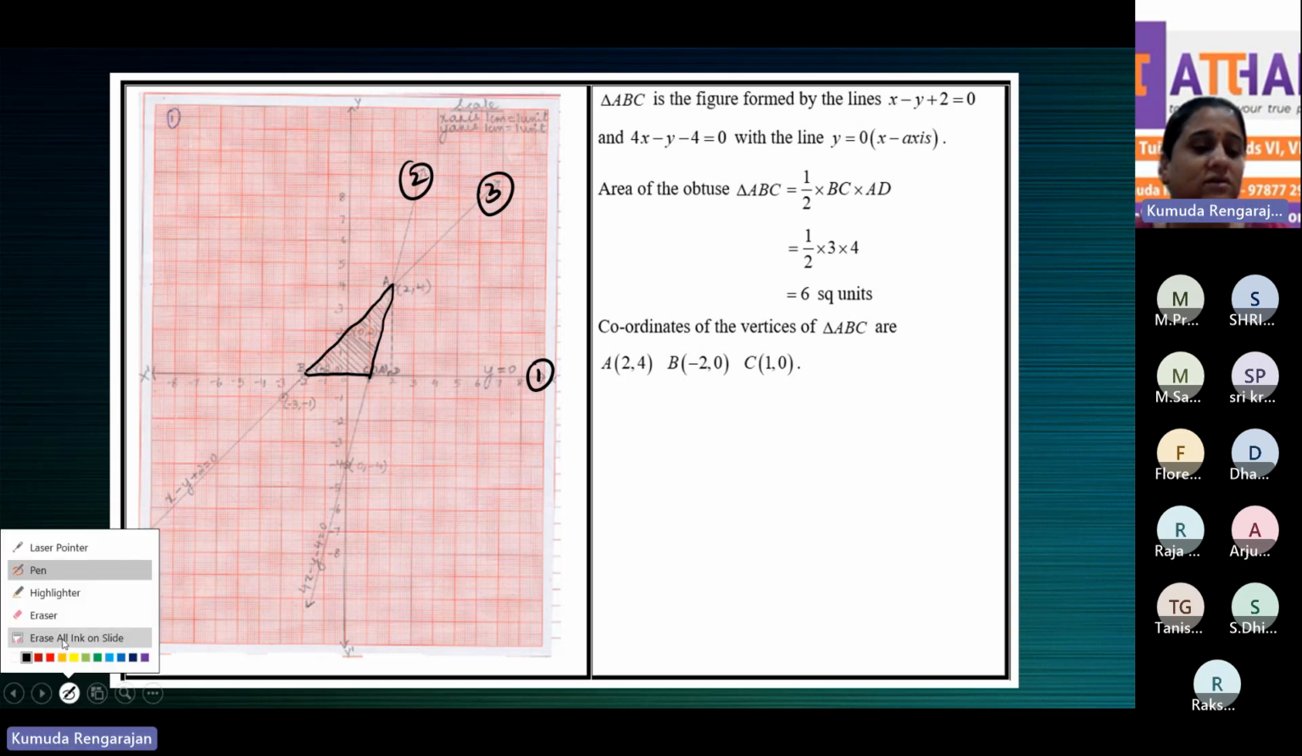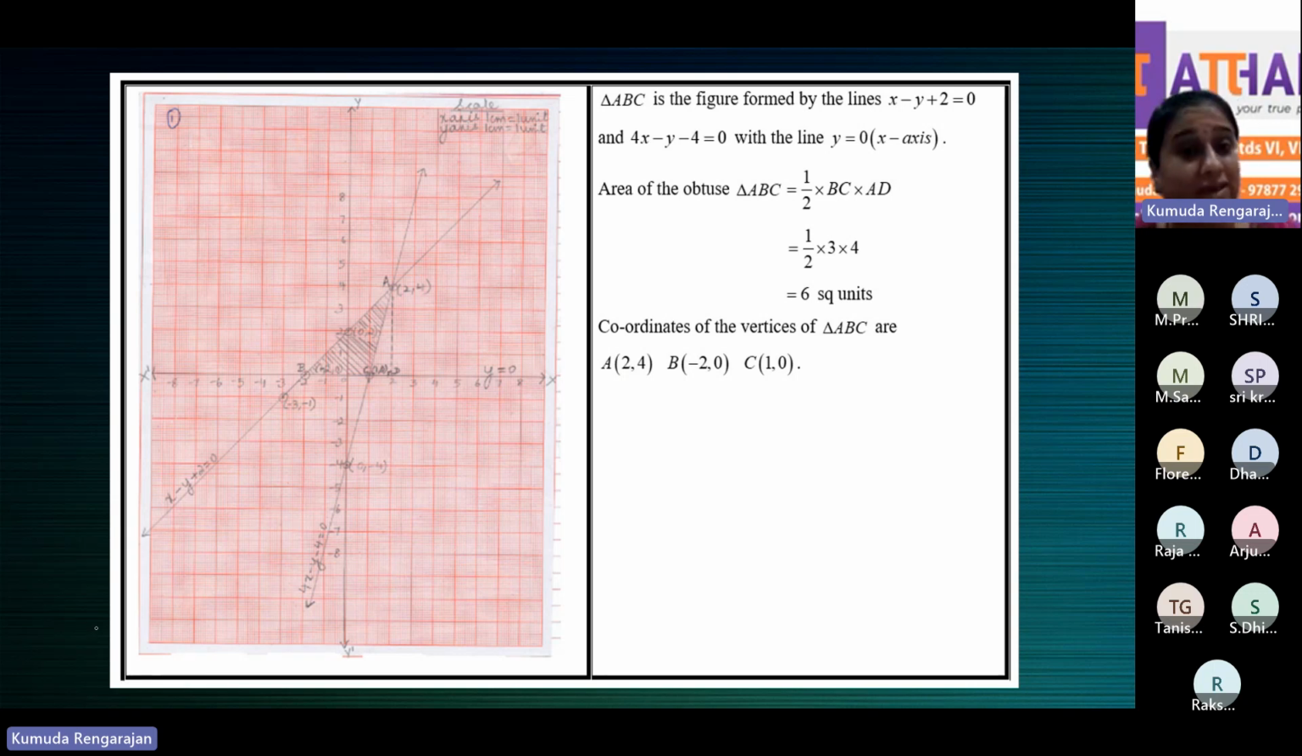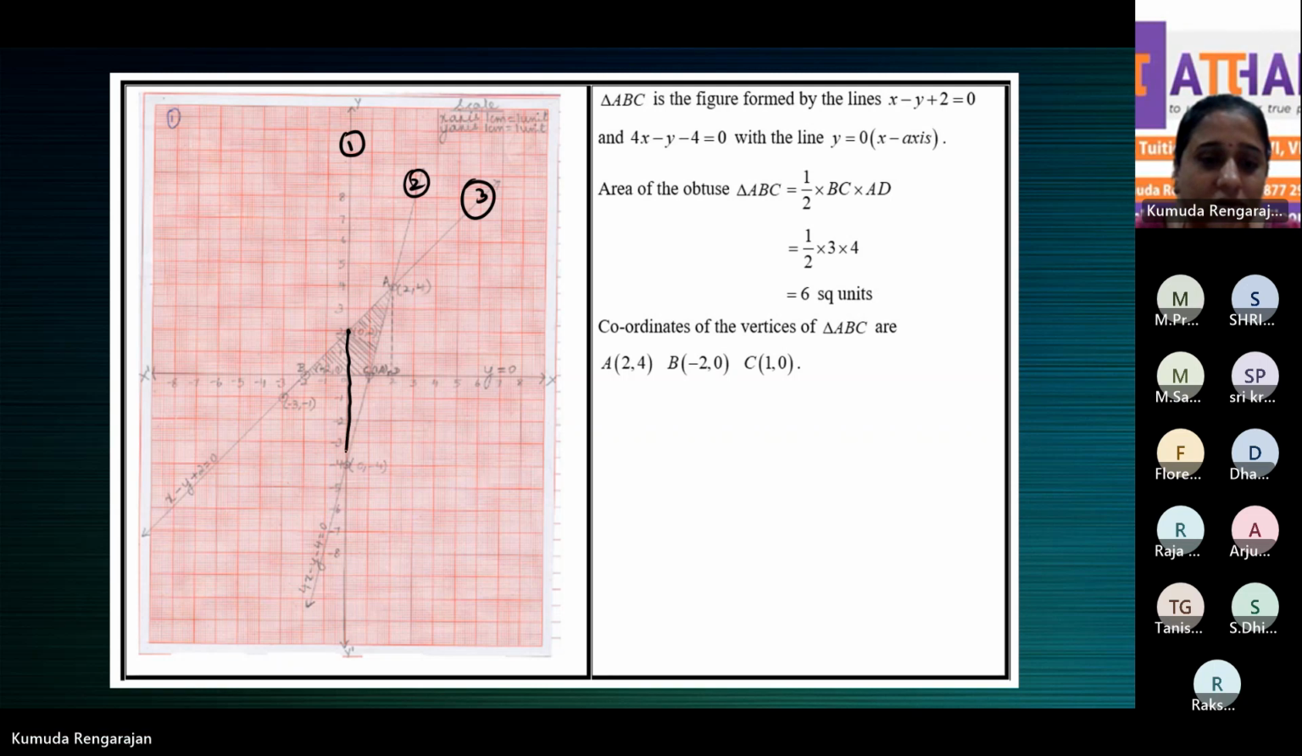Now let's check the triangle bounded by the two lines and the y-axis. The y-axis is one line, and of course, these are the other two lines. So this is the y-axis. See here, from here to here, this is a segment of the y-axis, line 1. This is a segment of line 2. And this is a segment of line 3. If we have to shade the triangle formed by the two lines and the y-axis, then this is the triangle.